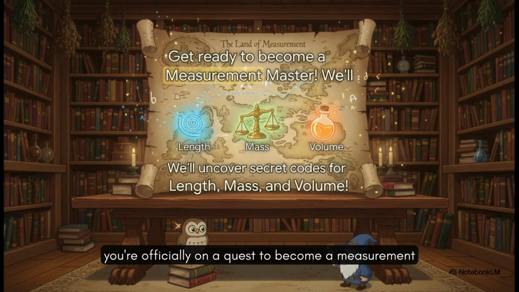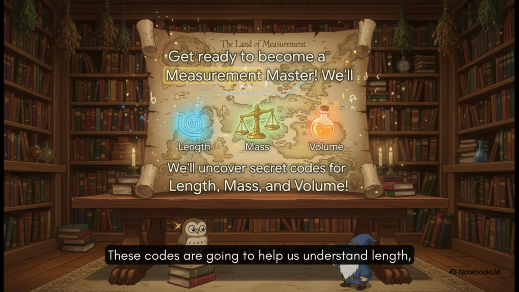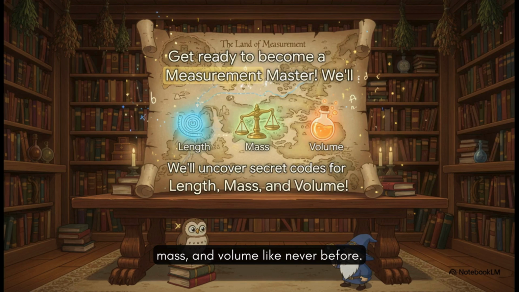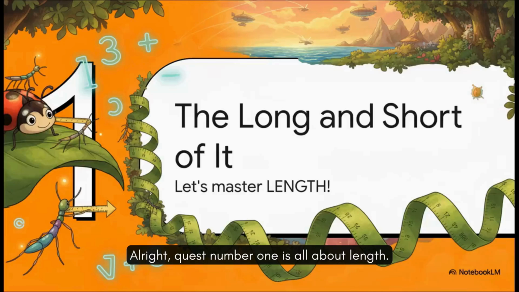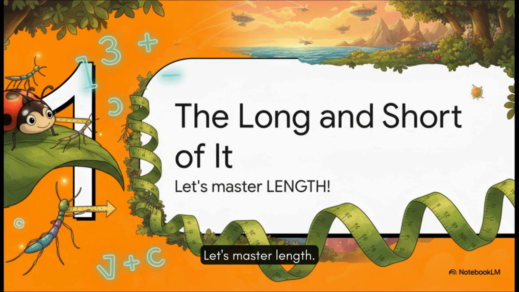Today, you're officially on a quest to become a measurement master. And to do that, we need to uncover 3 secret codes. Think of them like power-ups. These codes are going to help us understand length, mass, and volume like never before. So are you ready for the quest? Let's do this. All right, quest number 1 is all about length. We're about to figure out the long and the short of it, from teeny tiny bugs all the way to huge distances. Let's master length.